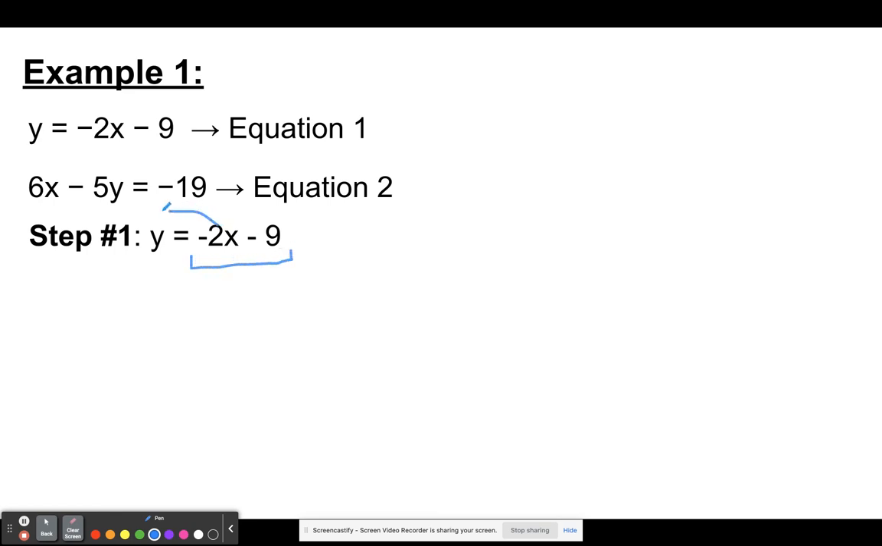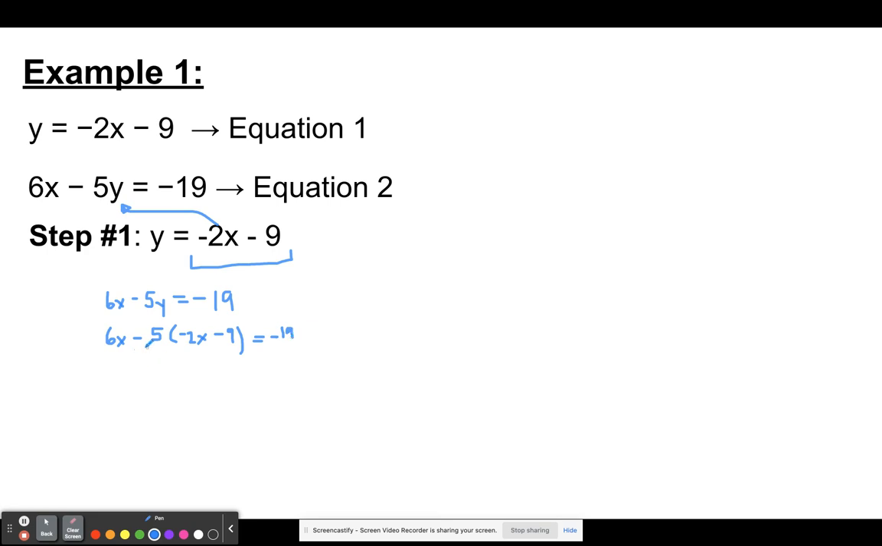So I'm going to substitute it back in for my y value in my second equation. So I have 6x minus 5y equals negative 19. But now again, wherever I see the letter y, I'm going to be replacing it with negative 2x minus 9. So that's going to become 6x minus 5, and again, now instead of writing y, I'm writing negative 2x minus 9, is equal to negative 19.